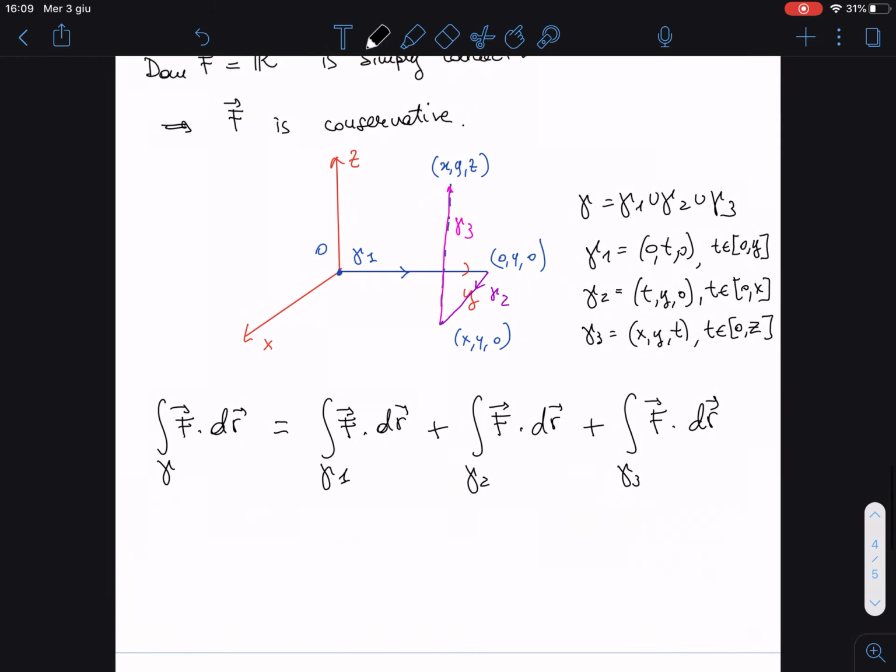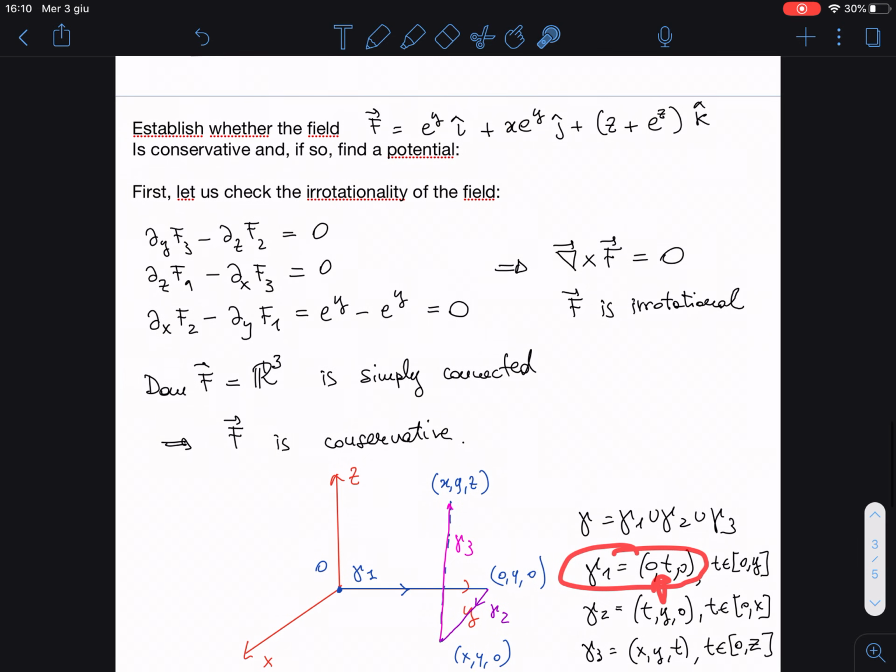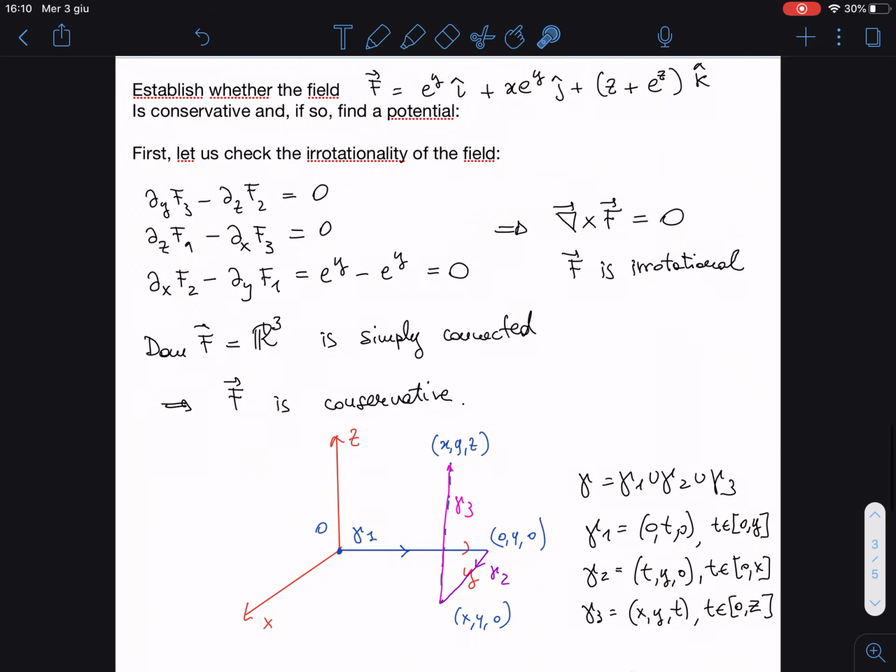Let us consider the first of these three integrals, the integral on gamma 1, which is F dot dr. On gamma 1 we have only the second component that survives after the scalar product, because 0, 1, 0 is the velocity, and the second component of F is x e to the y, but x is always equal to 0, so this is 0.